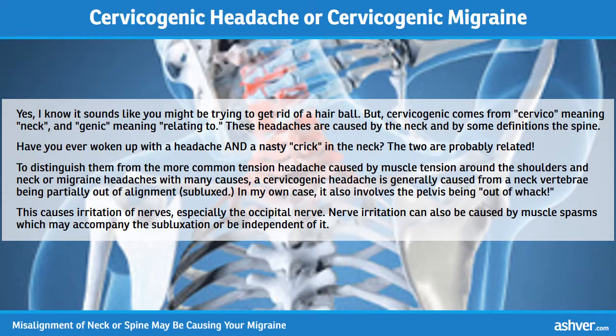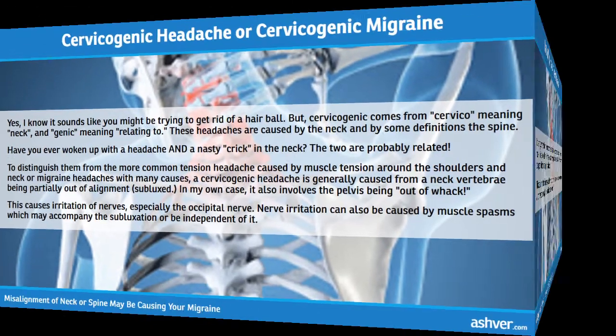To distinguish them from the more common tension headache caused by muscle tension around the shoulders and neck or migraine headaches with many causes, a cervicogenic headache is generally caused from a neck vertebra being partially out of alignment, subluxed. In my own case, it also involves the pelvis being out of whack. This causes irritation of nerves, especially the occipital nerve. Nerve irritation can also be caused by muscle spasms which may accompany the subluxation or be independent of.